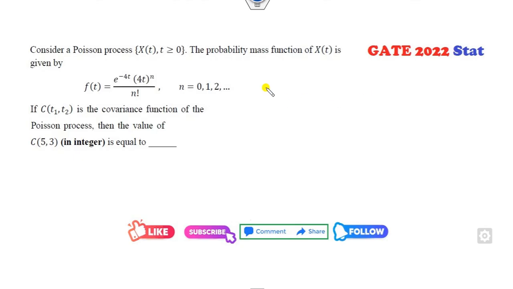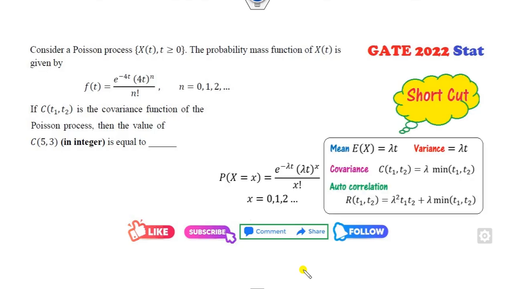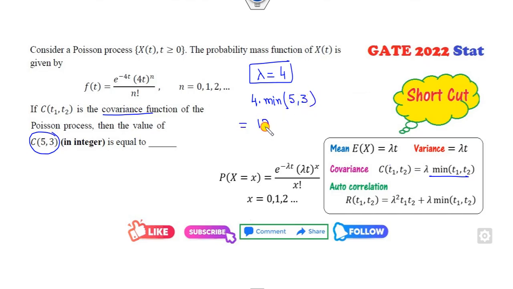Okay, so GATE 2022 is a Poisson process and your target is to find the covariance. Very simple. Look at these shortcut tricks. If you compare them, can you find the value of lambda? Lambda is my 4. Your target is to find the covariance: lambda times minimum of T1 and T2. Covariance we have to find as 5, 3. So what is the right answer of this? 12 is my right answer.